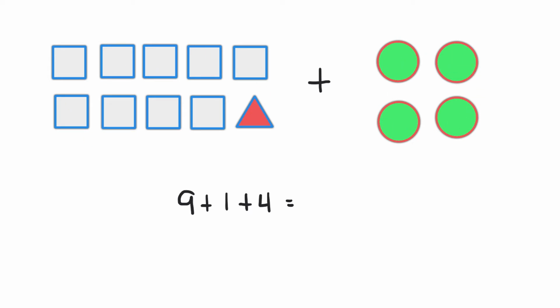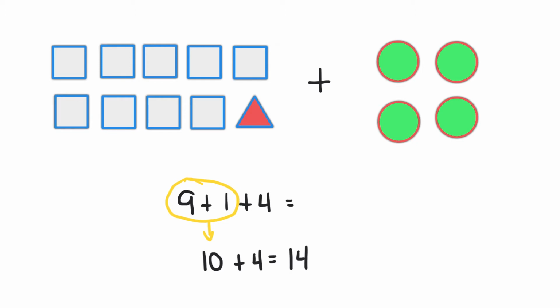I grouped together my 9 and my 1 to make 10. So my 9 and the 1 now are 10. And I can add that up. So now I have 10 plus 4. And I can do that really fast in my head. 10 plus 4 is 14.